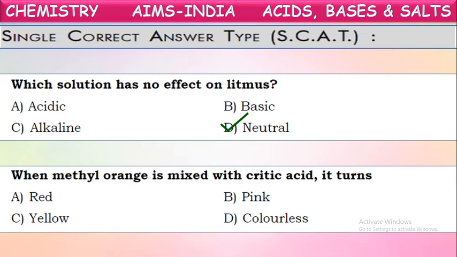When methyl orange is mixed with citric acid, it turns what? Methyl orange is a synthetic indicator, orange in color. When it reacts with acids, it turns red, and when it reacts with bases, it turns yellow. Here the component given is citric acid, which is one of the acids. So when methyl orange reacts with acids, it turns red in color. Next question.